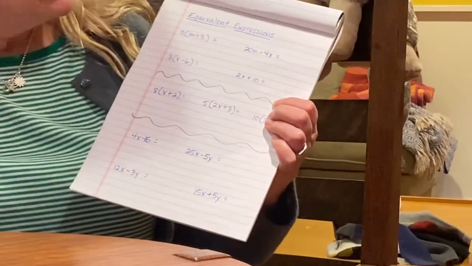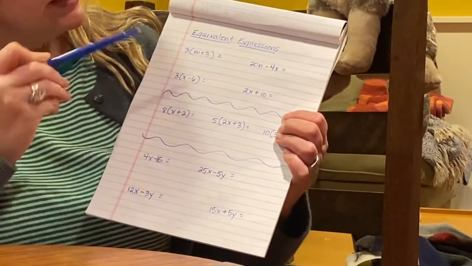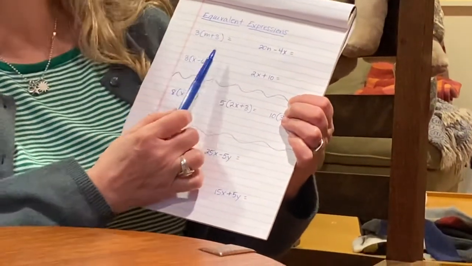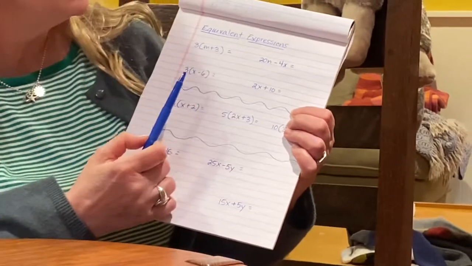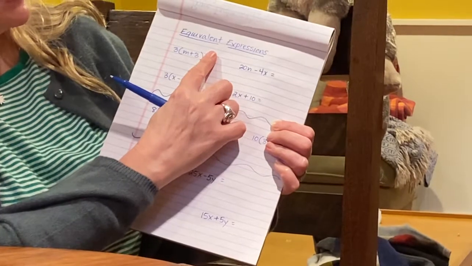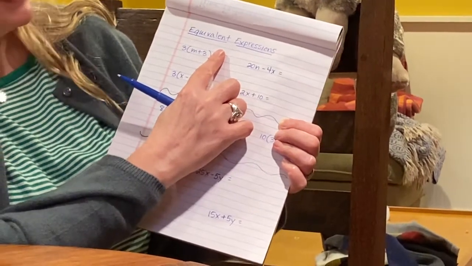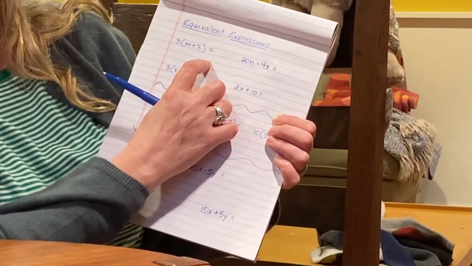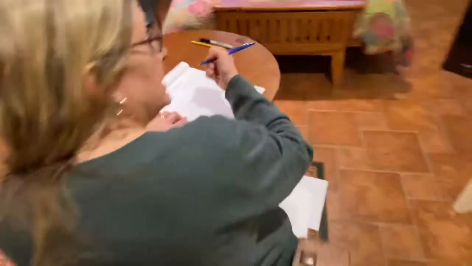So if you look at my examples here, you'll see this is an equal sign, but that's just because it's asking you to write the equivalent expression for it. So the expression is 3 times m plus 3, and then the equal sign says, what's an equivalent expression for that?